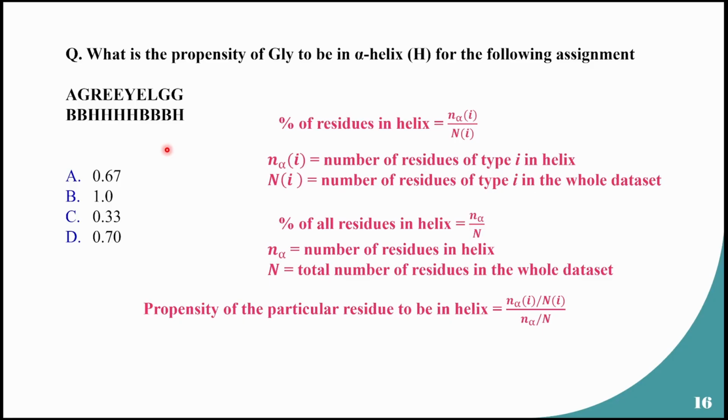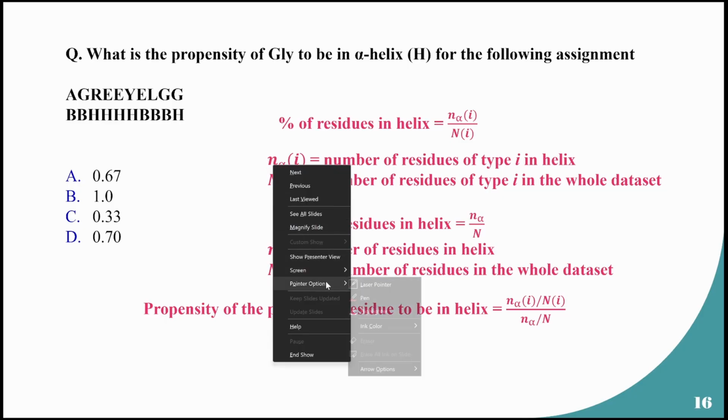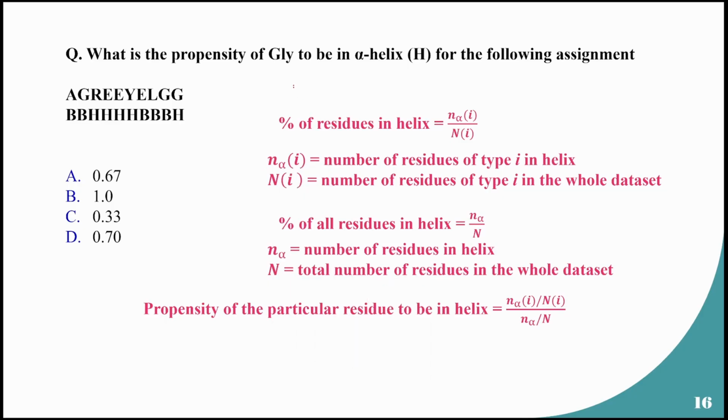Right? So here, let's say how many glycines are there in total. So glycine is your 1, 2, then 3, right? So out of 3, we can see only one glycine is present in helix. So this particular value should be 1 by 3, right? As you see here. Okay?